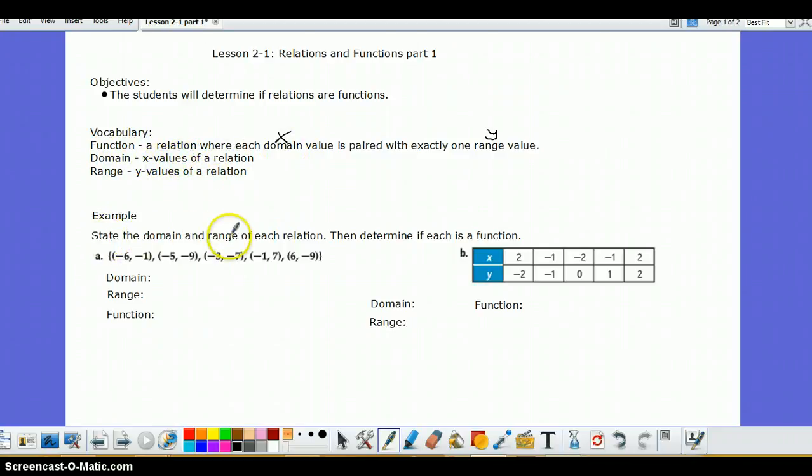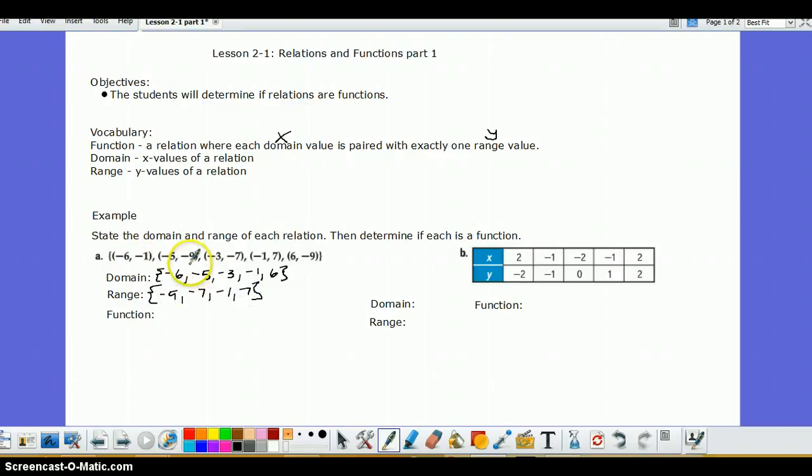So state the domain and range of each relation and then determine if each is a function. The domain in this case is -6, -5, -3, -1, and 6. Those were the x values. The range values, I'm going to start with the lowest ones. We got -9, which comes up twice, but I'm only going to write it once. -7, -1, and 7. So there's our domain and range.